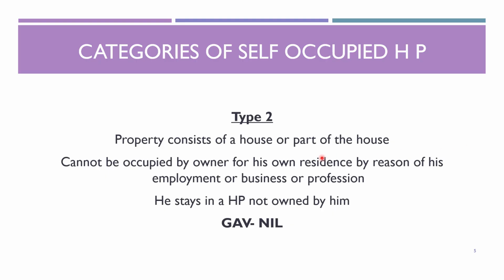Second type is the property consists of a house or part of the house, but the assessee cannot occupy it. The reason, he has gone for employment or for business or for profession and he has to stay away from the property owned by him. So he is staying in a property not owned by him. So for that also the gross annual value will be nil. This is the second type.